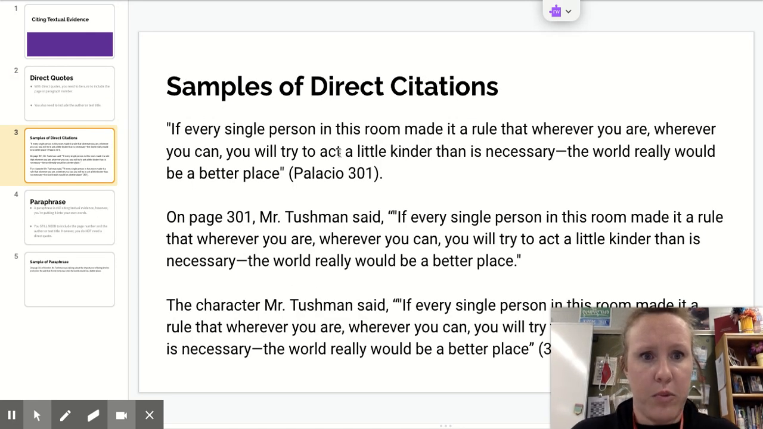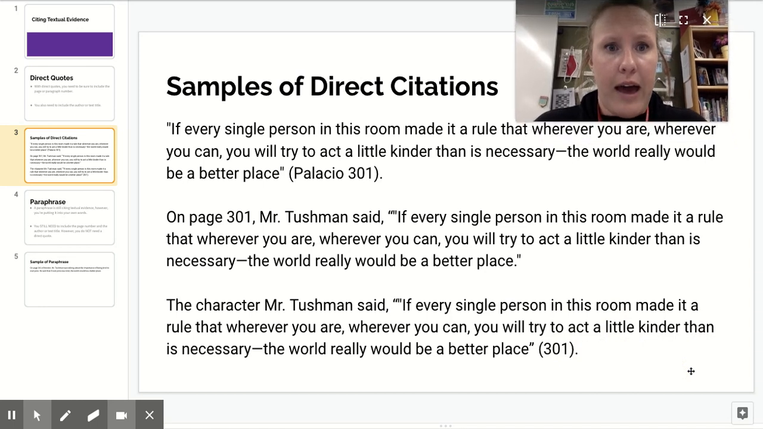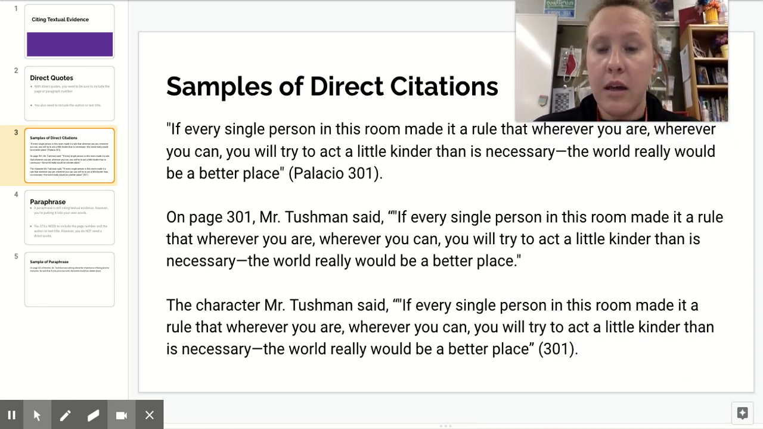So here are 3 different ways to do that. You have the first one. I use the same quote. I just cited it in 3 different ways. So I used a quote from Wonder. It's a good book if you haven't read it. The quote is, "If every single person in this room made it a rule that wherever you are, wherever you can, whenever you can, you will try to act a little kinder than necessary, the world really would be a better place." So that's the quote that I have there.